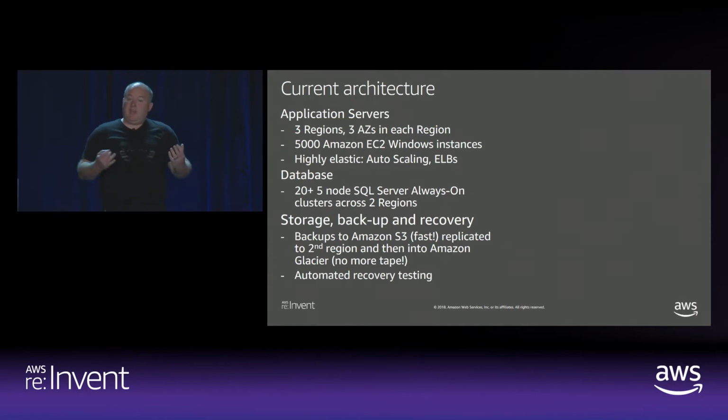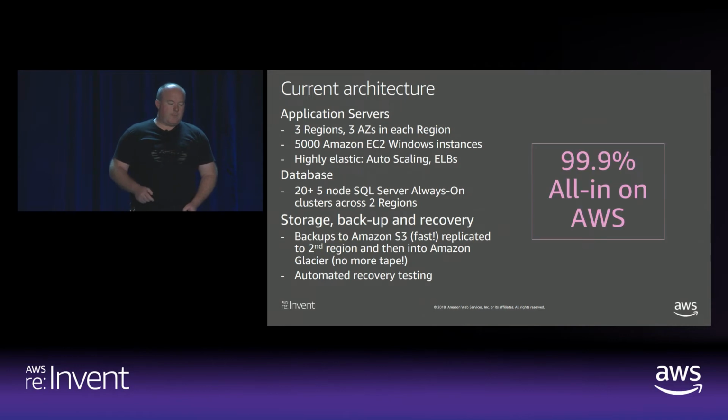And it means we're not spending any time troubleshooting tape issues. As a result, we're able to refocus that team on building automated recovery testing. So we now test the recovery of a random database every week, which gives us extremely high confidence in our backups, something that we didn't really have in the data center. And as a result, we're now 99.9% all in on AWS.